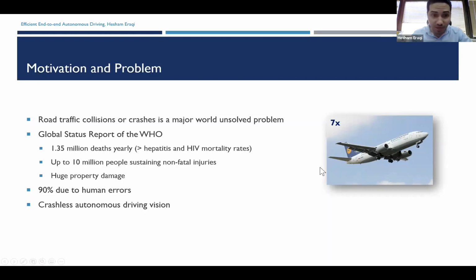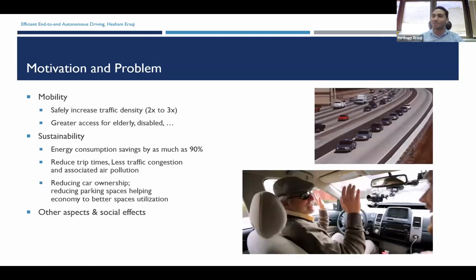The vision for autonomous driving is to be crashless. This is not because they are smarter than humans, but because the computer is paying attention to the road almost all the time. It's not only about safety, but also mobility. As you can see, it will provide greater access to elderly and disabled persons, and it can increase the traffic on the road without adding any extra infrastructure. Studies also say that due to technologies like car platooning, energy consumption savings can be as much as 90%.